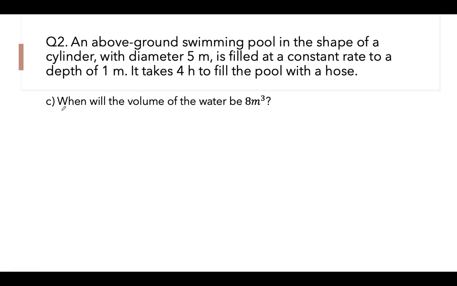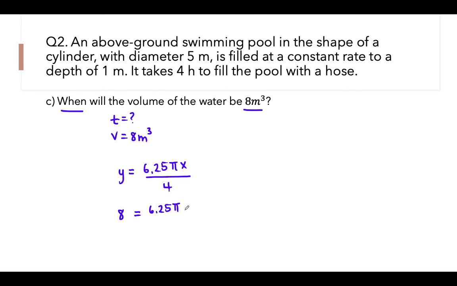So then when will the volume of the water be 8 meter cubed? So we're looking for time in hours, and we're given volume at 8 meter cubed. So let's go back to letter B. The formula was y is equal to 6.25 pi x over 4. Then we know y is going to be my volume, which is 8. 6.25 pi, we're looking for time x over 4.